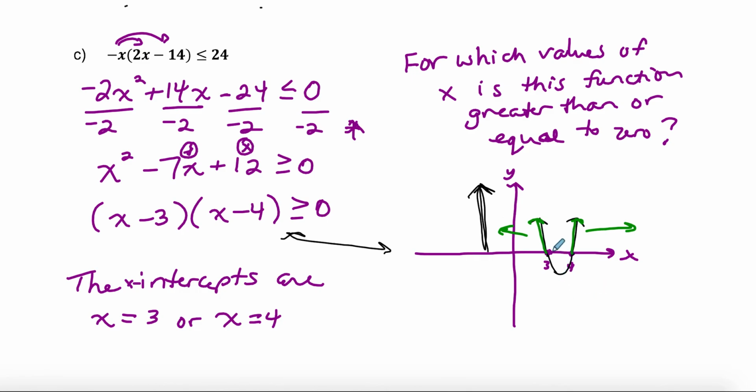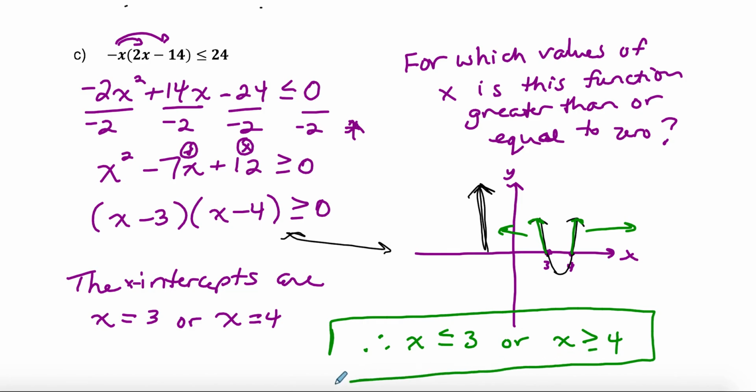So basically anything less than 3 or greater than 4, in that case, or less than or equal to 3, greater than or equal to 4, in those two cases, this quadratic would be greater than or equal to 0. So my therefore statement would be anywhere that x is less than or equal to 3 or x is greater than or equal to 4. And that would be my answer, or my solution to the inequality.